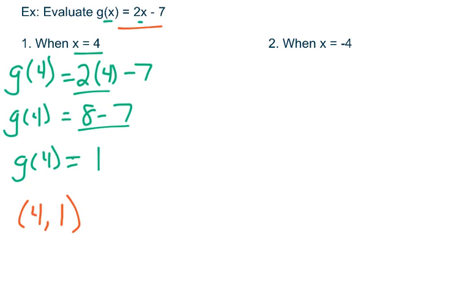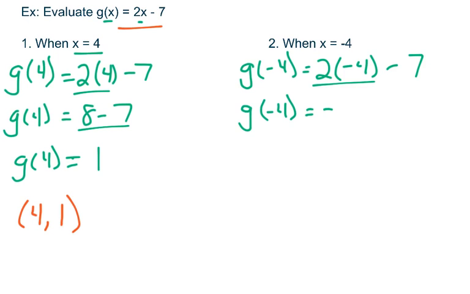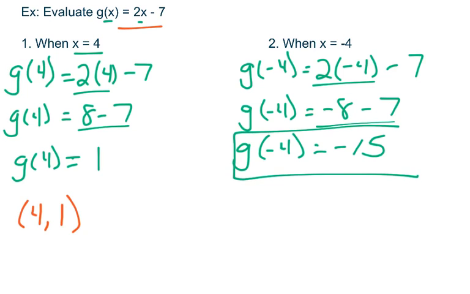Let's try the second one here, when x equals negative 4. So wherever we see an x, again, we're going to replace it with negative 4 this time. So g of negative 4 equals 2 times my x value, which is negative 4, minus 7. So we do 2 times negative 4, so g of negative 4 is equal to negative 8 minus 7. We can do negative 8 minus 7, g of negative 4 is equal to negative 15. This would be your answer if you were told to evaluate, which we are. What that means in terms of a graph is that the ordered pair (-4, -15) would be on the graph of our function 2x minus 7.